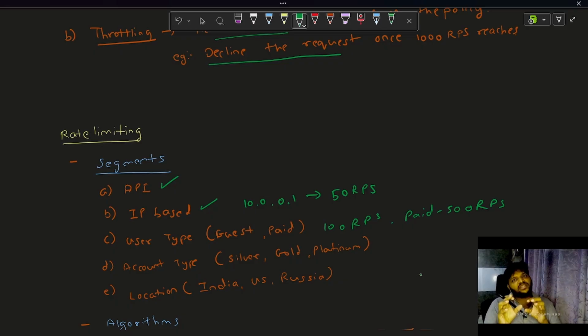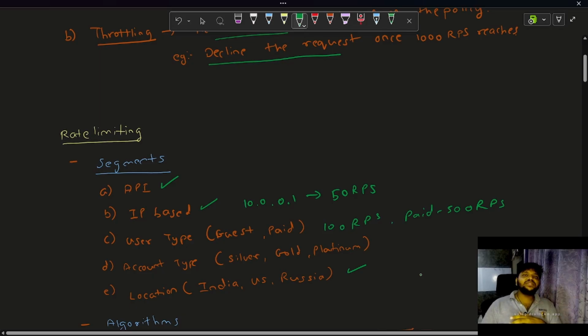From Pakistan I can allow only a limited set of requests. So now at a location level also we can mention that from this particular location, this many requests should be allowed. So these are the different segments on which we can apply the rate limiting policy.